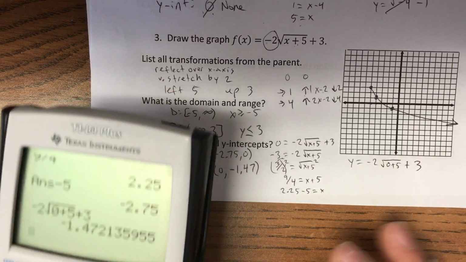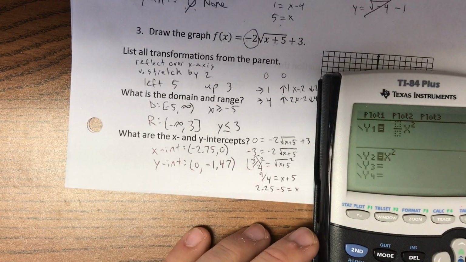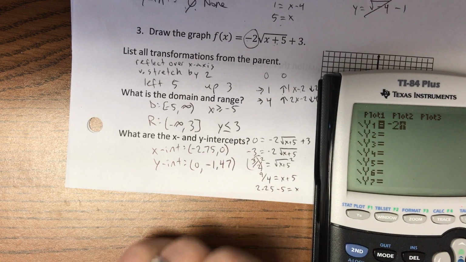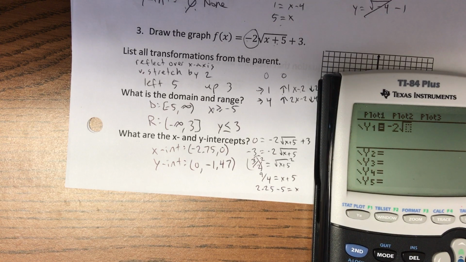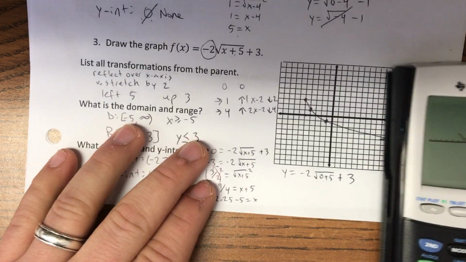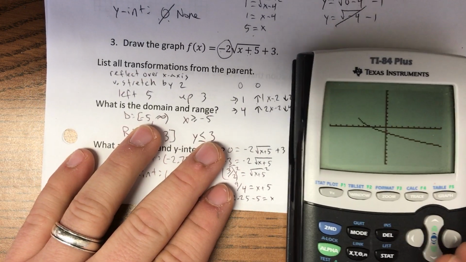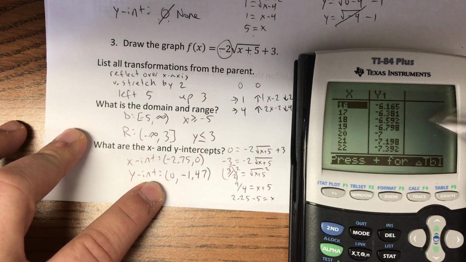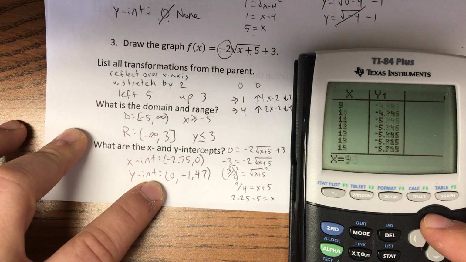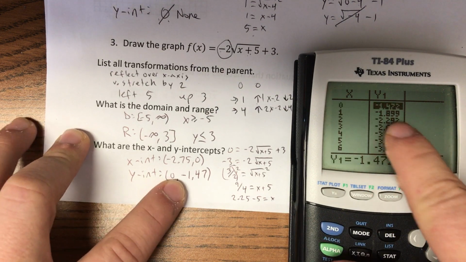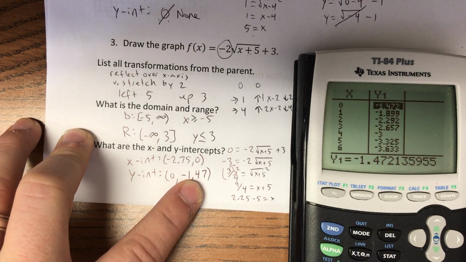And we can check this in the calculator too. So let's put it in the calculator and just check our work, make sure that we did do it right. So negative 2 square root of x plus 5 plus 3. We'll graph it. Looks pretty similar to my graph. All right. The easiest one to find is the y-intercept, we'll go to the table. So second graph goes into my table. When x is 0, my y is negative 1.47, so we got that one correct.